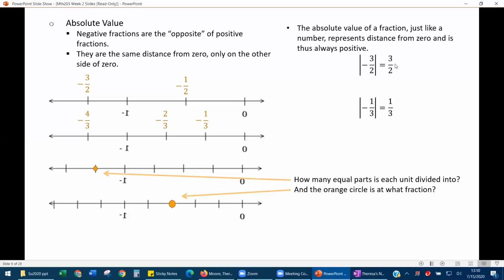Again, absolute value means distance from 0. Whenever you throw absolute value bars around something, that something becomes positive. If it's already positive, it just stays positive. If it's negative, it becomes positive, because again, absolute value represents distance. It doesn't care about direction. The sign is what tells you the direction. So it's basically saying disregard the sign. The distance from 0 to -3/2 is 3/2 units. The distance from 0 to -1/3 is just 1/3 of a unit.